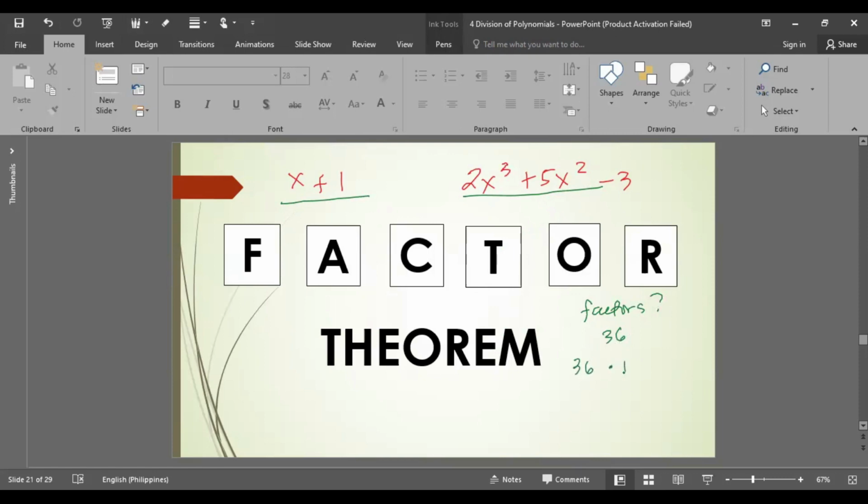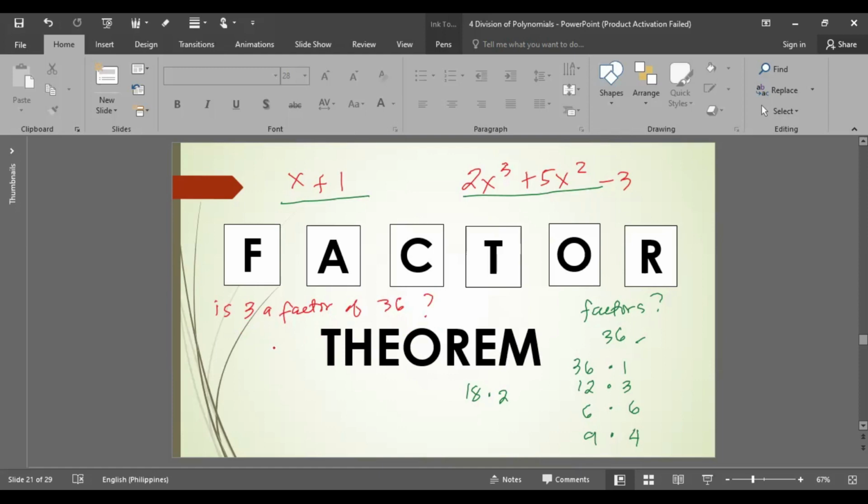So we have 36 times 1, 12 times 3, 6 times 6, 9 times 4, and we have 18 times 2. So these are the factors of 36. Let's say you are asked to verify if 3 is a factor of 36. So the question is, is 3 a factor of 36?